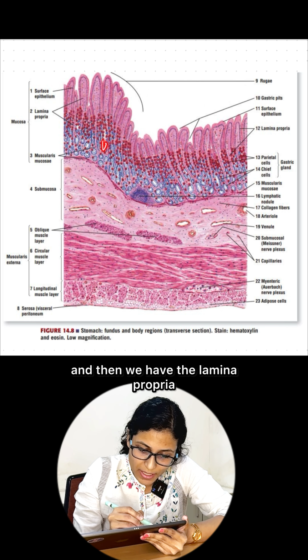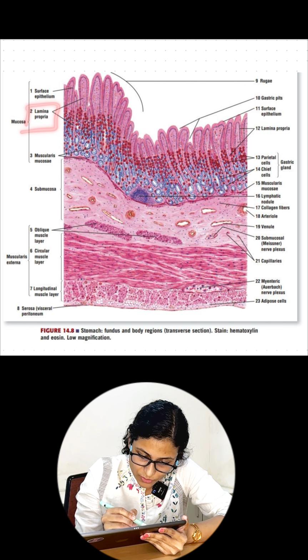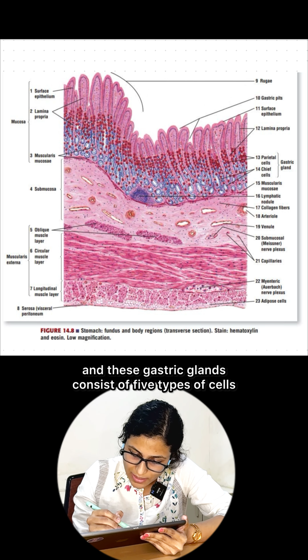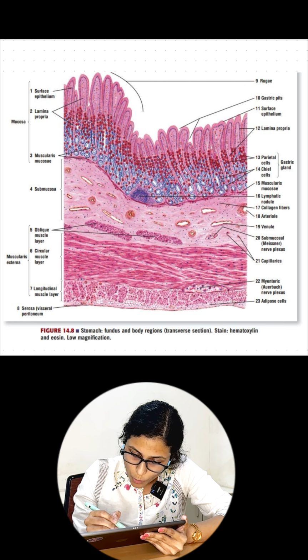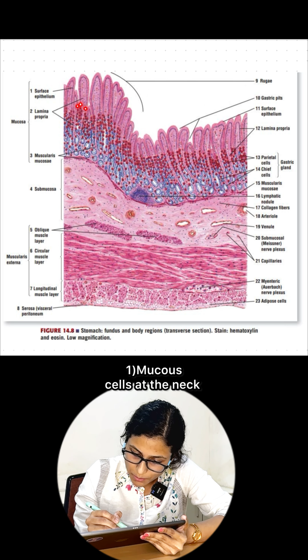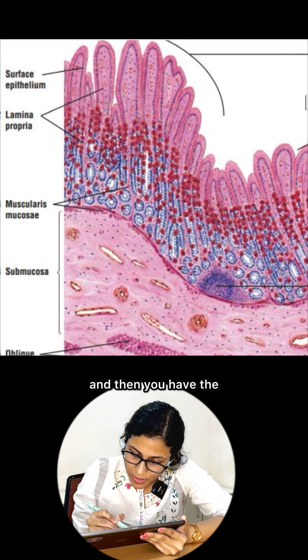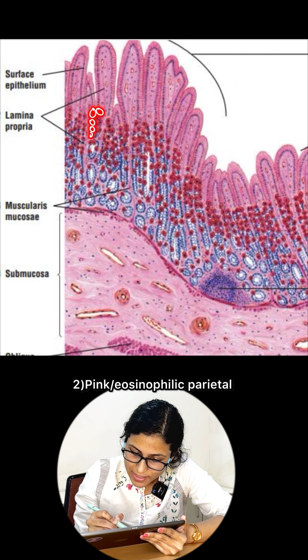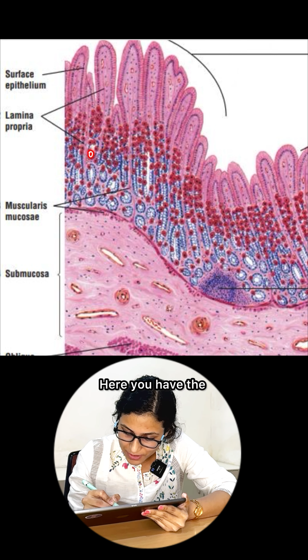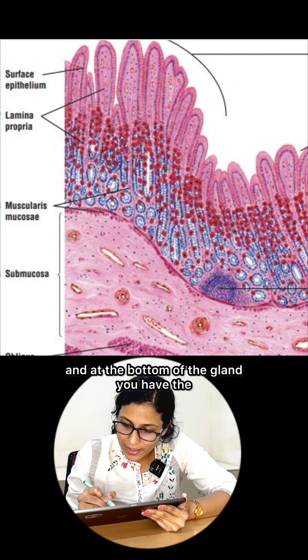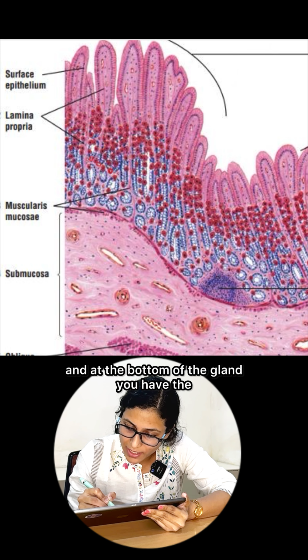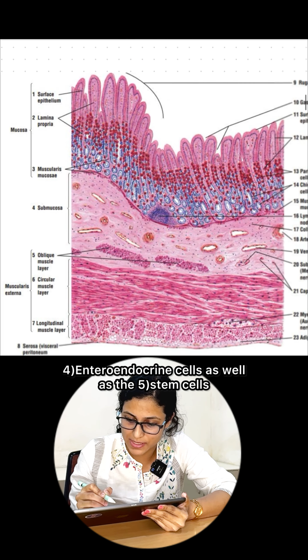And then we have the lamina propria which has gastric glands which are elongated, and these gastric glands consist of 5 types of cells. One, you have the mucous neck cells at the neck of the gland, and then you have the pink or eosinophilic parietal or oxyntic cells. Here you have the blue or the basophilic chief cells, and at the bottom of the gland you have the enteroendocrine cells as well as the stem cells.